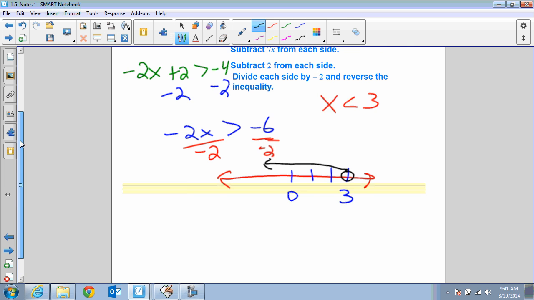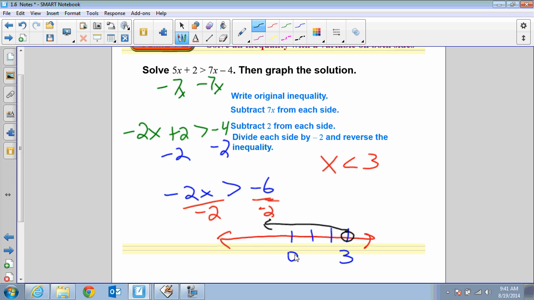Now, they're saying any number less than 3 will make this true. Let's pick an easy number to plug in and check it. Let's plug in 0, because that's less than 3. If I plug in 0, 5 times 0 is 0, plus 2 is 2. Is 2 greater than 7 times 0, which is 0, minus 4 is negative 4? Is 2 greater than negative 4? Yes, that does check out. Okay, that is correct. All right, so any number less than 3 is going to make this inequality work. So it does prove that when you divide by a negative, you need to flip the sign.